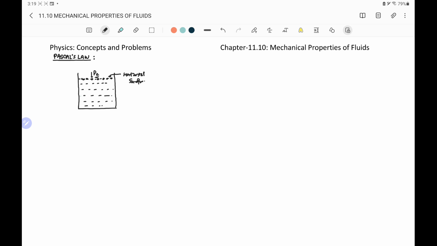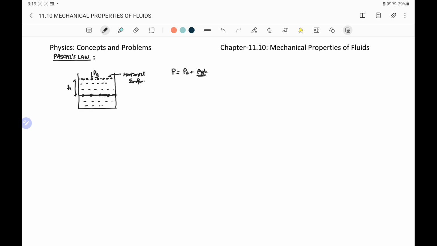Now we take another layer or another horizontal surface which is at a depth h from the surface. Each point will have the pressure P, which is the atmospheric pressure plus rho g h. This is the pressure due to the liquid column of height h, which we have already defined. That is the pressure at a depth h from the surface.